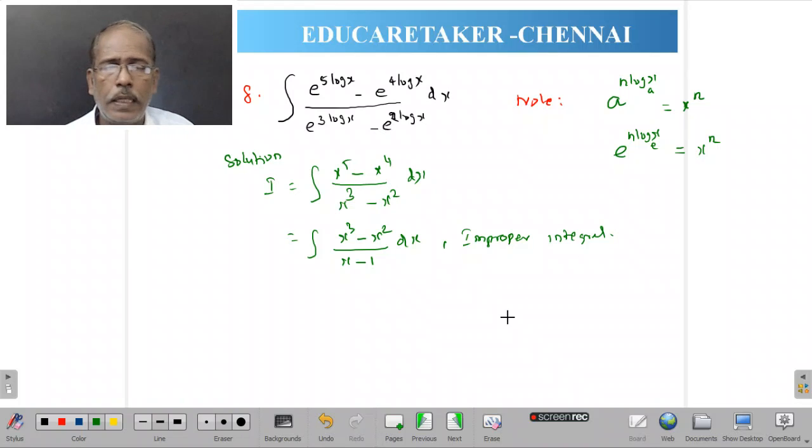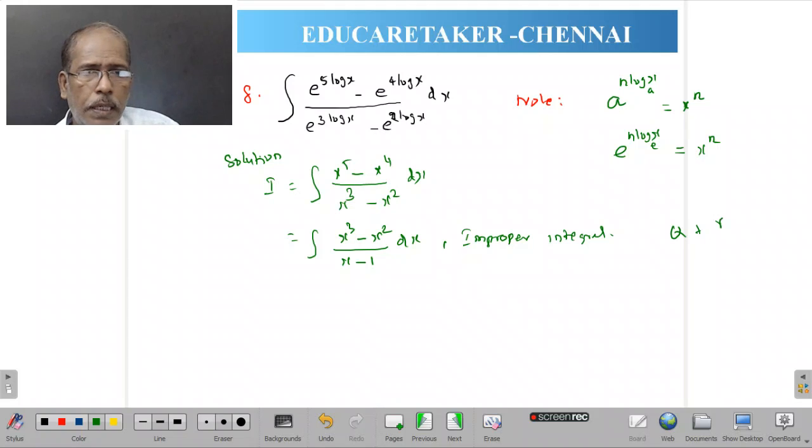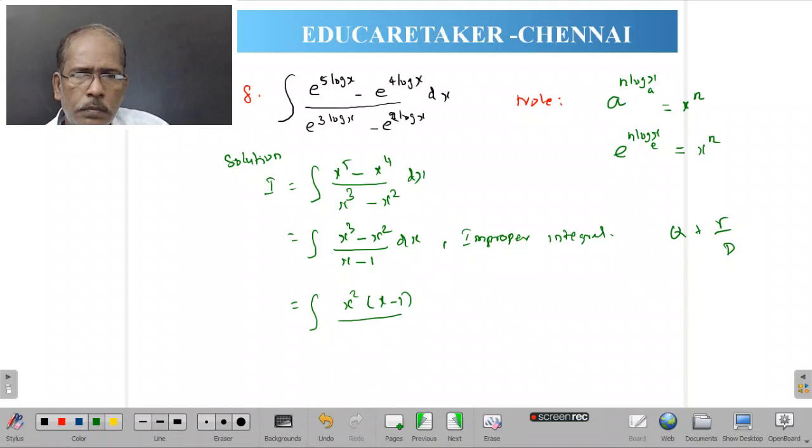We should go by the long division method to write quotient plus remainder by divisor. Or the numerator is factorizable further: x square into x minus 1, by x minus 1. X square and x minus 1, x cube minus x square is written, x square and x minus 1 and dx.